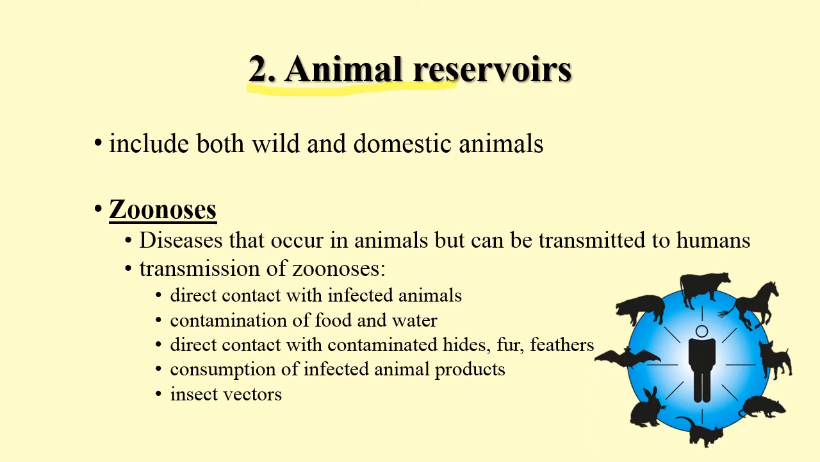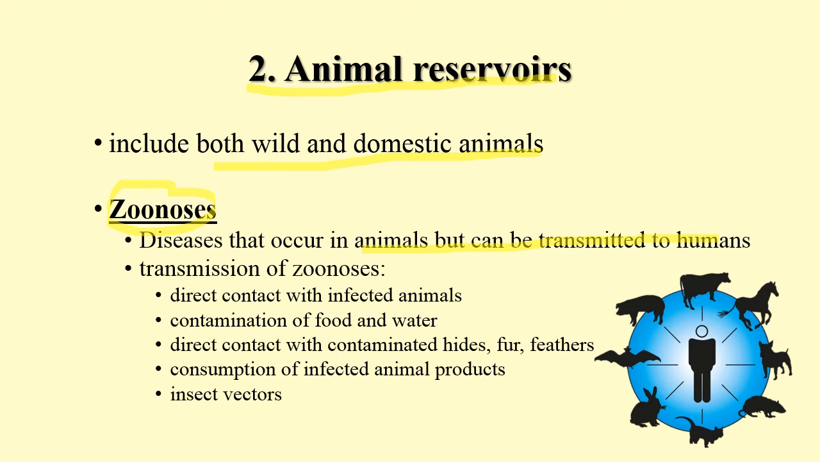Okay, the second one is the animal reservoirs. Animal reservoirs refer to reservoirs that have animals as the host, including both wild and domestic animals. Let's move on to zoonosis. Zoonosis is a disease that can occur in animals but can be transmitted to humans.